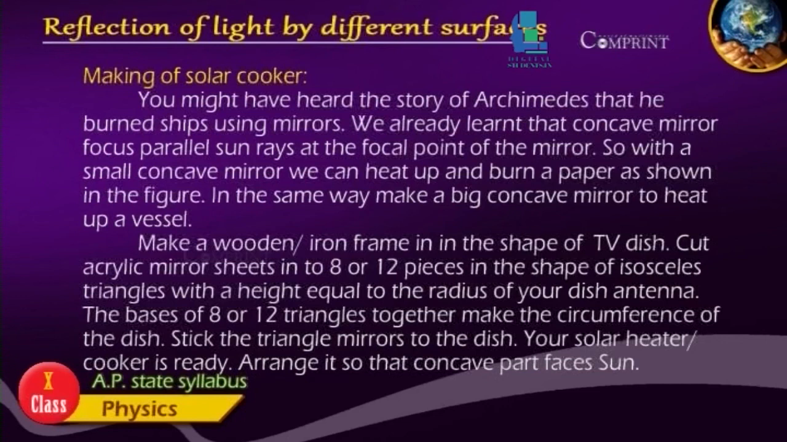Make a wooden or iron frame in the shape of a TV dish. Cut acrylic mirror sheets into 8 or 12 pieces in the shape of isosceles triangles with a height equal to the radius of your dish antenna. The bases of the 8 or 12 triangles together make the circumference of the dish. Stick the triangle mirrors to the dish. Your solar heater or cooker is ready. Arrange it so that the concave part faces the sun.